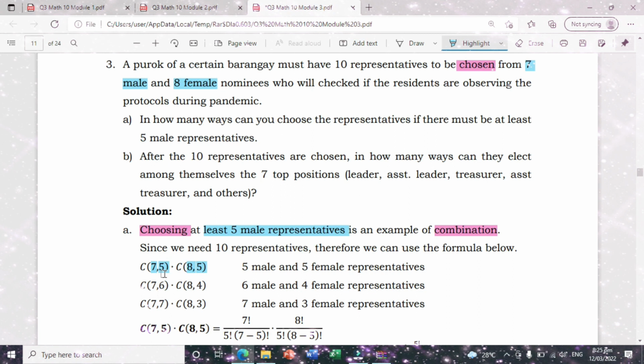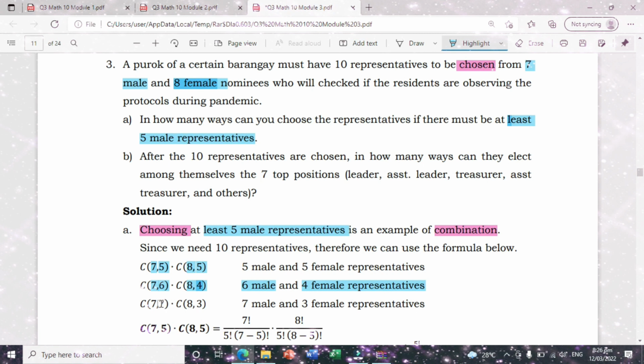Tapos, siyempre, at least man ang sinabi. Sinabi yung at least. Yan, at least 5 representatives. So, 6 male. So, meaning to say, 4 na female representatives. Okay. So, dito, may 7. Siyempre, 7 man yung male. So, at least 5. So, kanina 5, ngayon 6. So, since dito 6 man, so 4 na female na lang yung pwedeng makuha sa 8 female nominees.